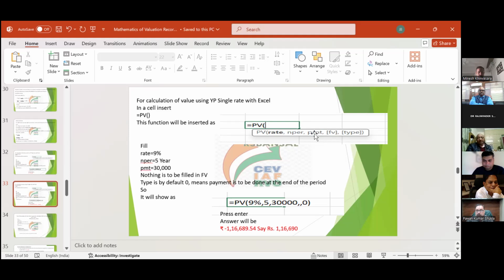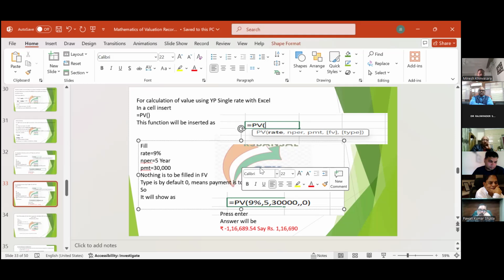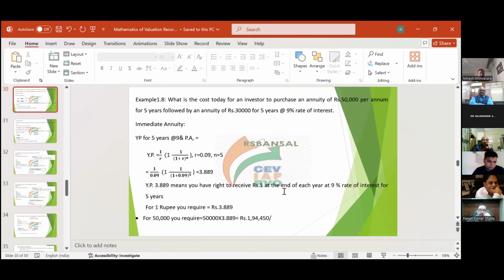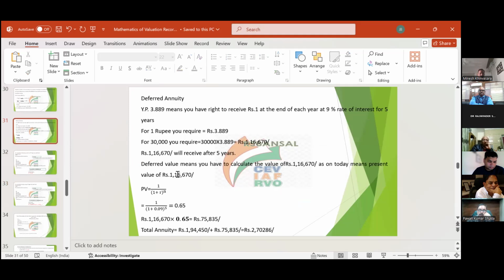In case of YP, you are getting PMT every year instead of future value. So here you will be adding PMT. PMT is 30,000 every year. So you put all the values, you will get the result, which is 1,16,690. Otherwise, if you have calculated it manually, you would have got the same result, 1,16,670 manually. See here how to proceed in this case.